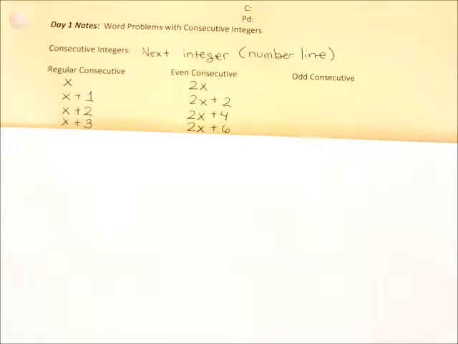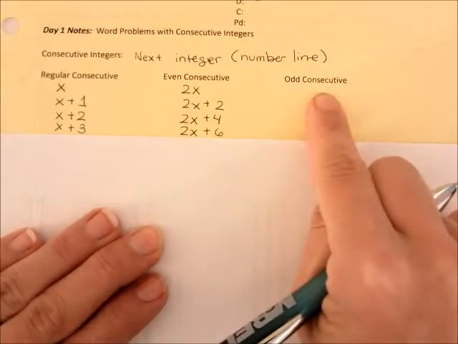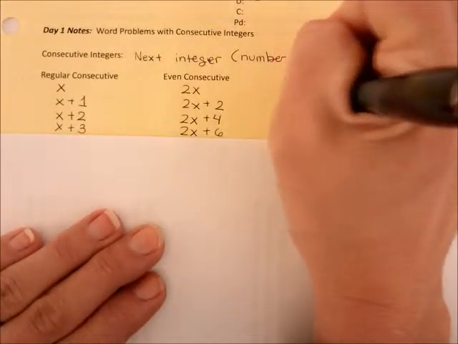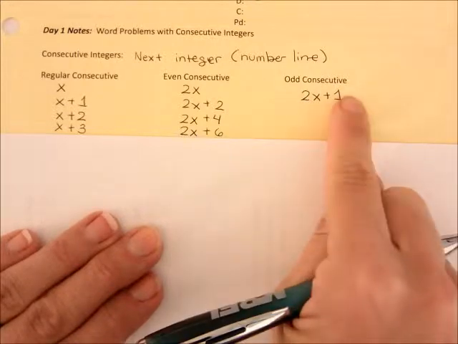Now, odd. Now we can always guarantee ourselves an even. So say my even is 4. I'm looking at my number line. How do I get to 5 from 4? I add 1. So if I start off with an even and I add 1, I will always get to an odd. So the first one for odd is 2x plus 1. Guarantee yourself an even and add 1 and you're there.